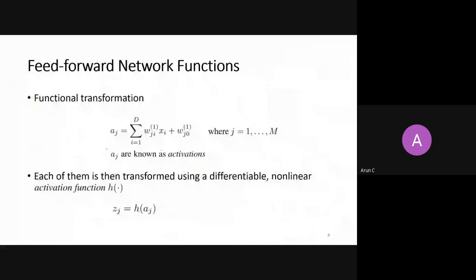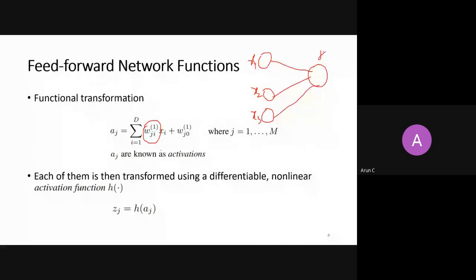The functional transformation is like this. I will try to show you this here. For example, I have some nodes. This is my input layer. So this is x1, x2, and x3, right? And then you go to this. This is, let's say, my jth node, right?